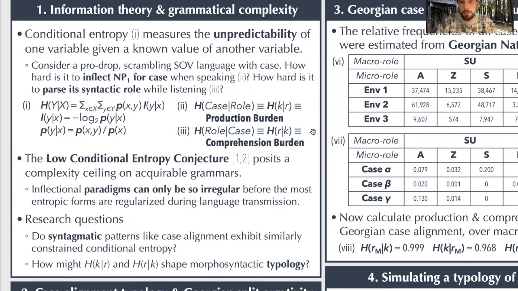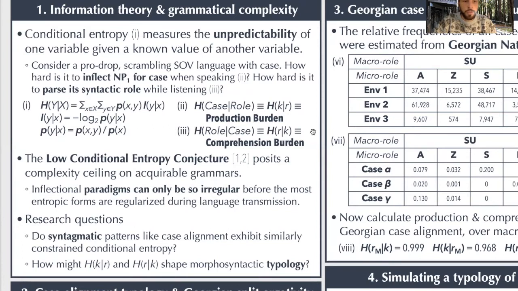ceiling on acquirable grammars. The core insight here is that, say, inflectional paradigms can only be so irregular before the most entropic forms of those paradigms, the forms of a word that are hardest to predict, are regularized during language transmission.